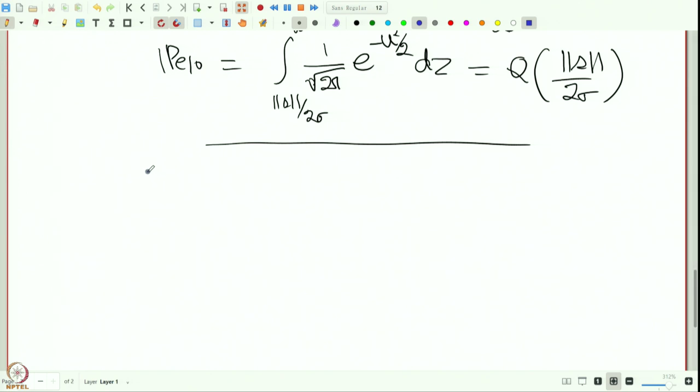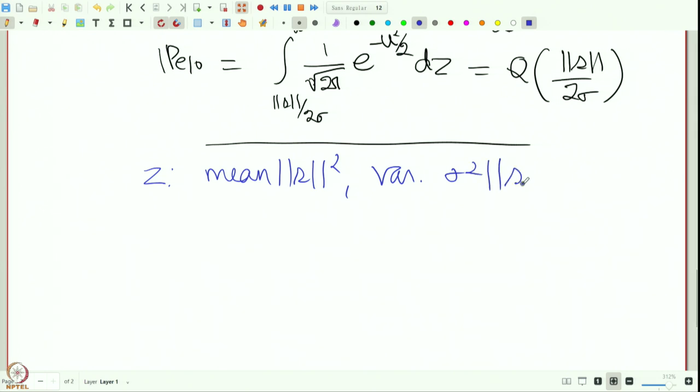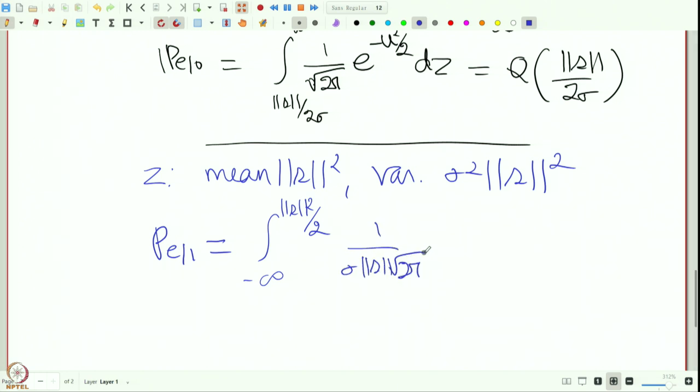So, under hypothesis H1, we have mean norm S square, variance sigma square norm S square. Therefore, our probability of error given 1 is, remember, we have to be to the left of norm S square by 2. So, it is integral from minus infinity to norm S square by 2, 1 by sigma norm S root 2 pi e power minus, we have to be very careful, z minus norm S square the whole square by 2 sigma square norm S square, dz.